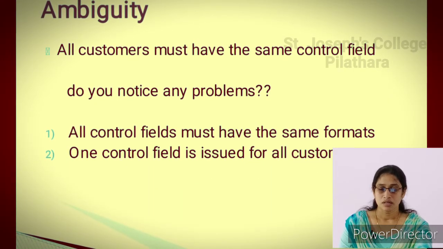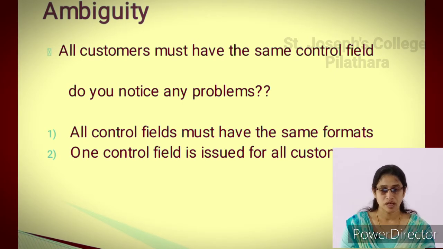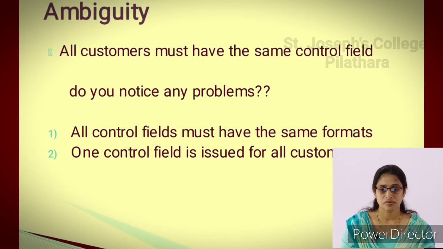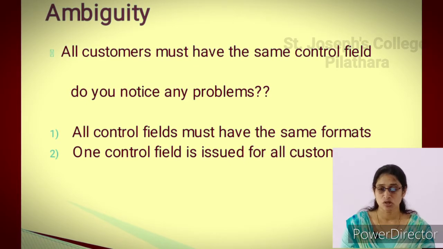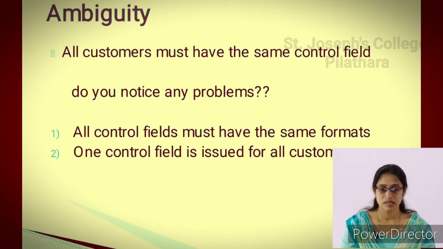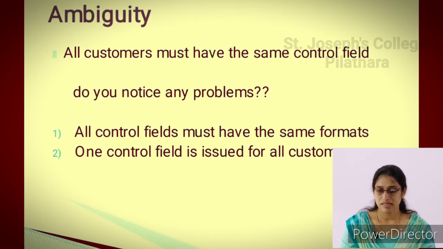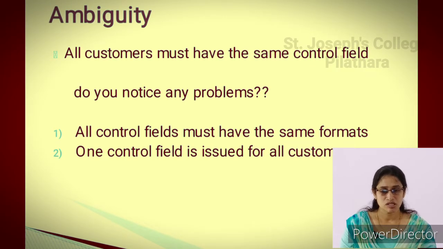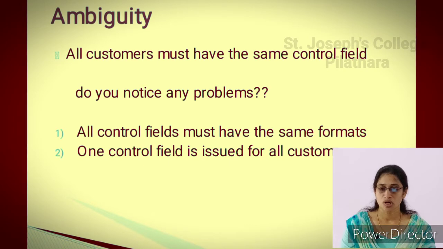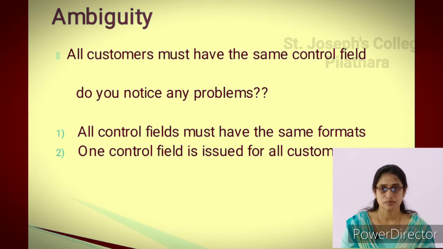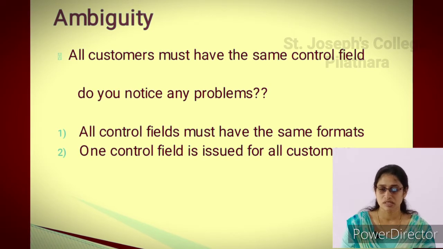Now, first let us look at the ambiguity problem. Ambiguity, as the name says, means that the requirement is vague. It is not clear, it is not precise. It can have multiple meanings. Let's start by taking an example. Let's say one of the requirements obtained was to have the same control field for all the end users and customers. This is actually an ambiguous requirement where all the customers have the same control field.